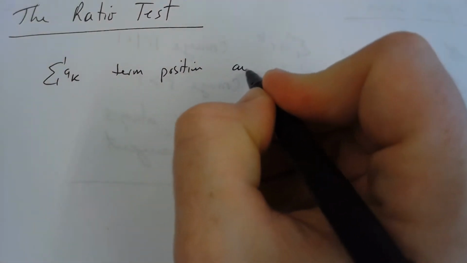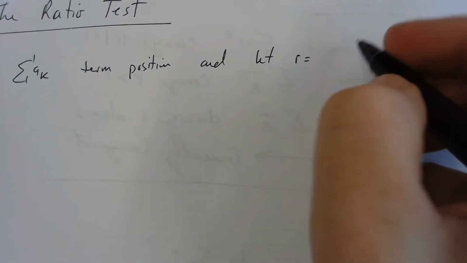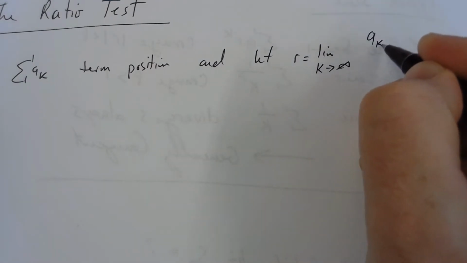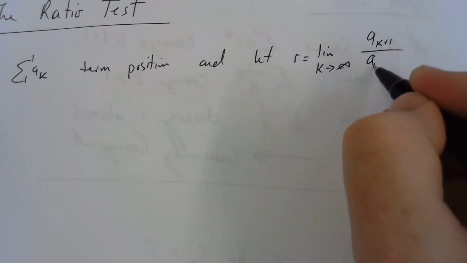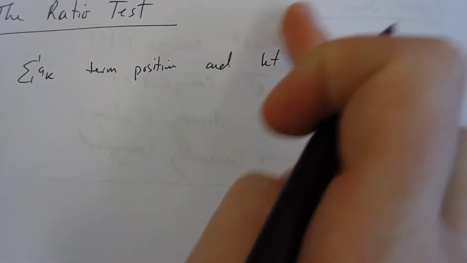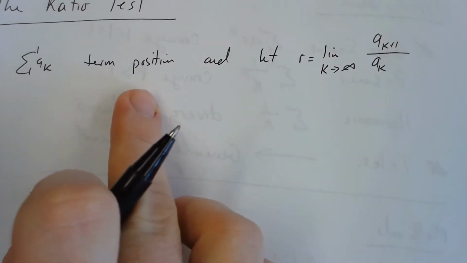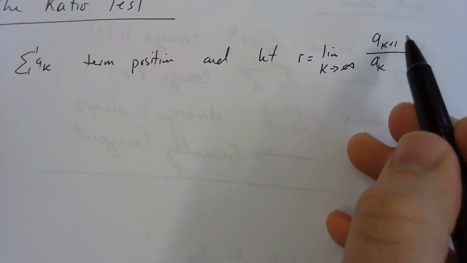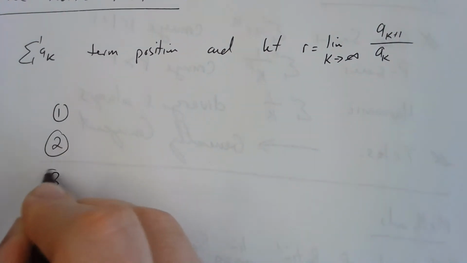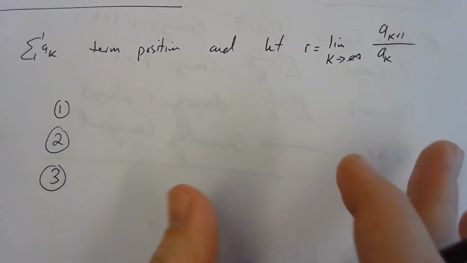And then we're going to let r, for the ratio, equal the limit as k goes to infinity of a sub k plus 1 over a sub k. So what we're going to do is look at this detail right here. If I have a series of a sub k such that all the terms are positive, I'm going to evaluate this limit. There are 3 possible occurrences with that limit. These 3 possible occurrences condense down to 2 possible conclusions.